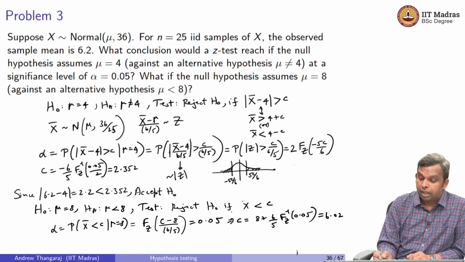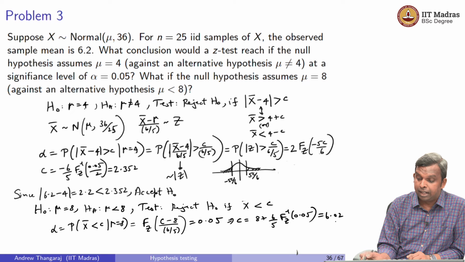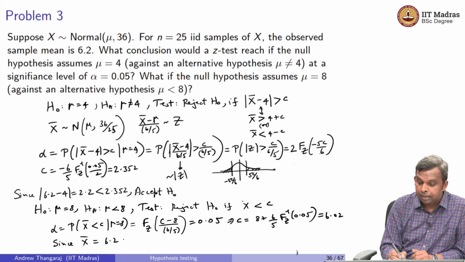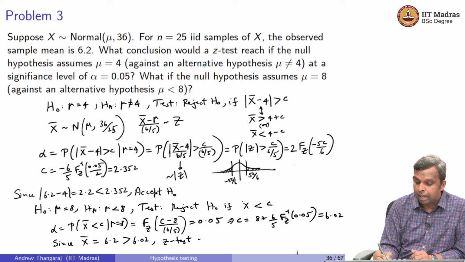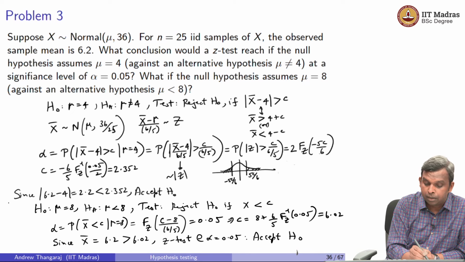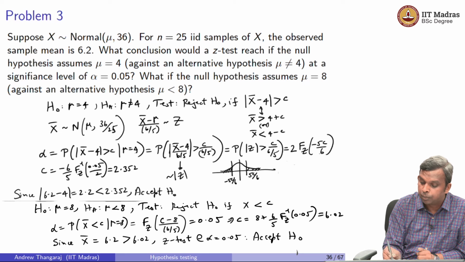Okay, so you're rejecting if x bar is less than C, right? In this case, since x bar equals 6.2 is actually greater than 6.02, your Z test at alpha equals 0.05 will end up accepting H0. It needs to be lesser for you to reject. So let me just demarcate these two questions for you.